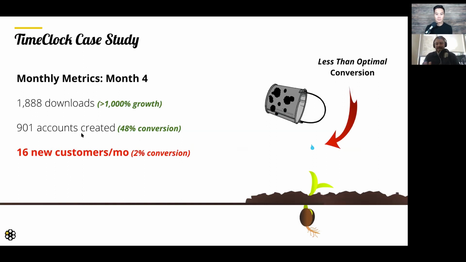So that's amazing. 901 accounts created. And when they're creating an account, they're also creating a free trial. So we had all these people signing up for free trials for this app. But then we only had 16 that were converting. So a 2% conversion rate of the people creating an account. That's terrible, right? Very bad. Big hole. Cool. But now we know that there's a hole there.